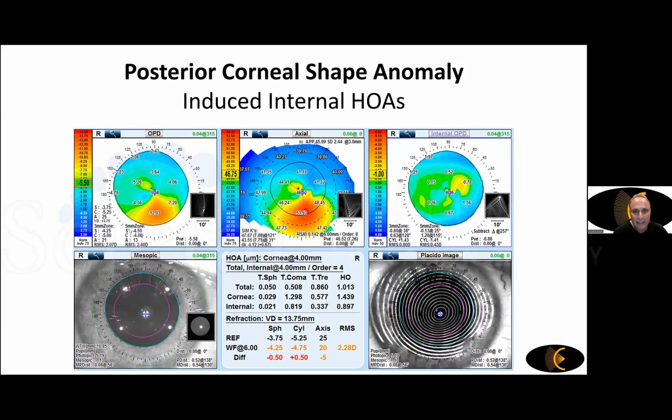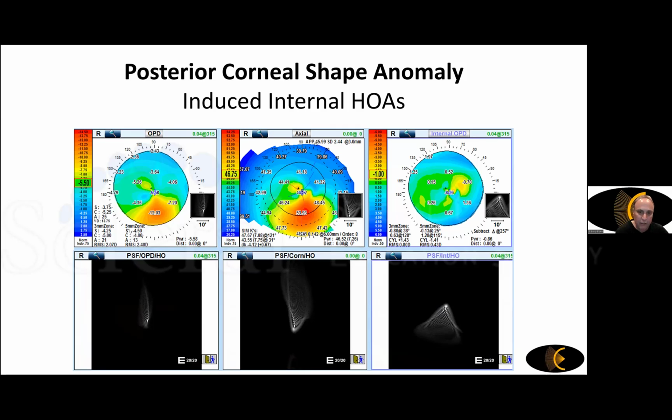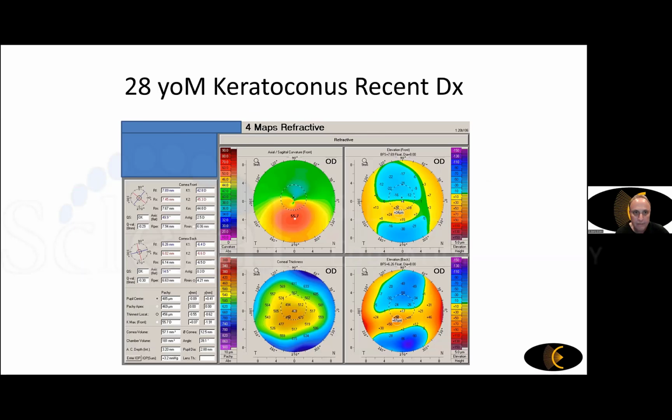Now take a look here at the influence of internal high order aberrations in a relatively young individual who has a clear lens, but their internal high order aberrations are dramatically elevated. You can look at those point spread functions. Total on left, anterior corneal on right, and internal on left. This instrument cannot differentiate between the back of the cornea and the internal lens. But in this particular circumstance, the internal lens was actually optically clear.